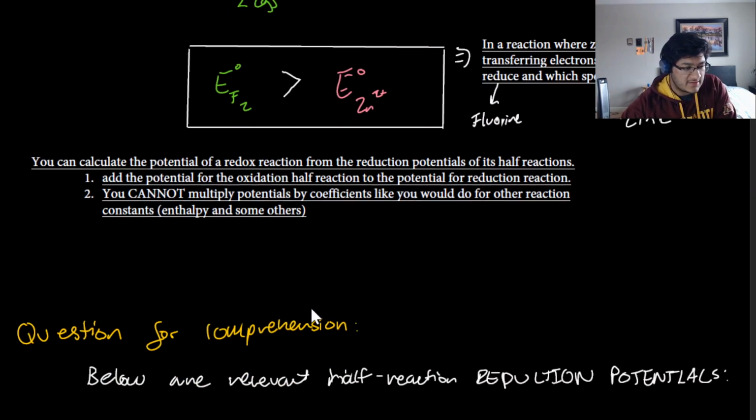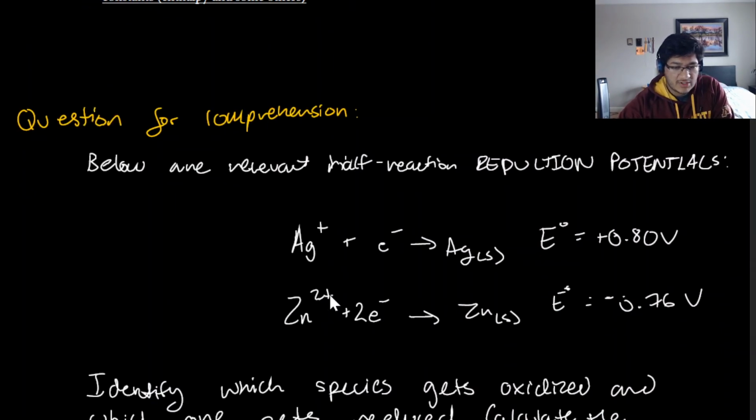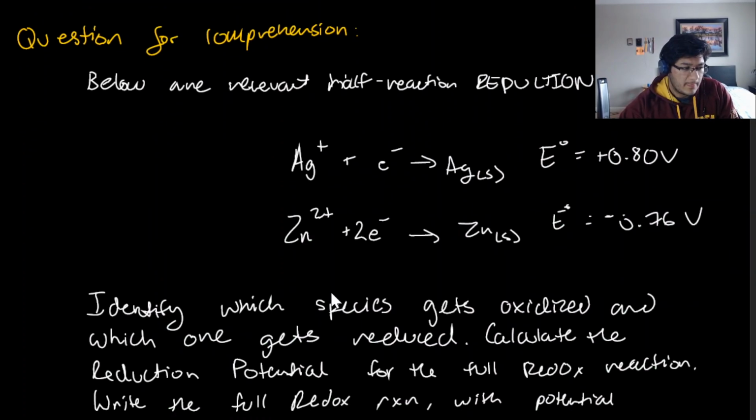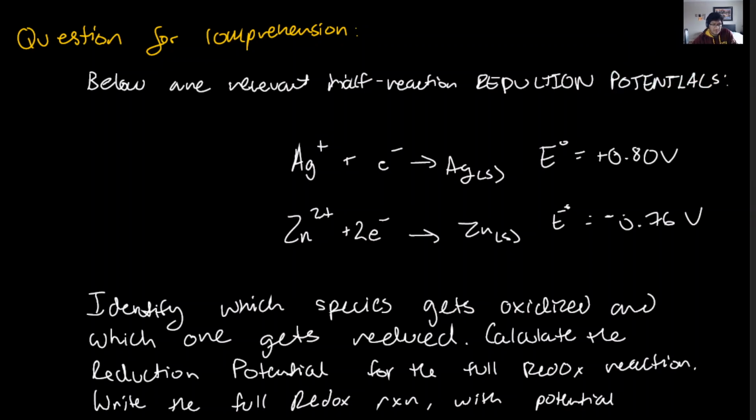Just to get into you guys' heads, we're going to go through this question. Question for comprehension. Below are relevant half reduction potentials. There, I made myself smaller so you can see the stuff. So, we have silver and we have zinc. Both of them are being reduced. Well, we don't know both of them are being reduced. We're just given the reduction potential of both of them. So you have to identify which species gets oxidized and which one gets reduced. Also calculate the reduction potential for the full redox reaction. Write the full redox reaction with its potential.